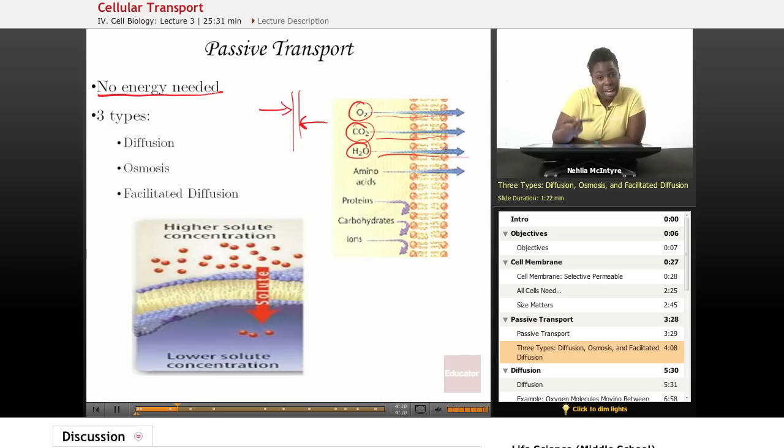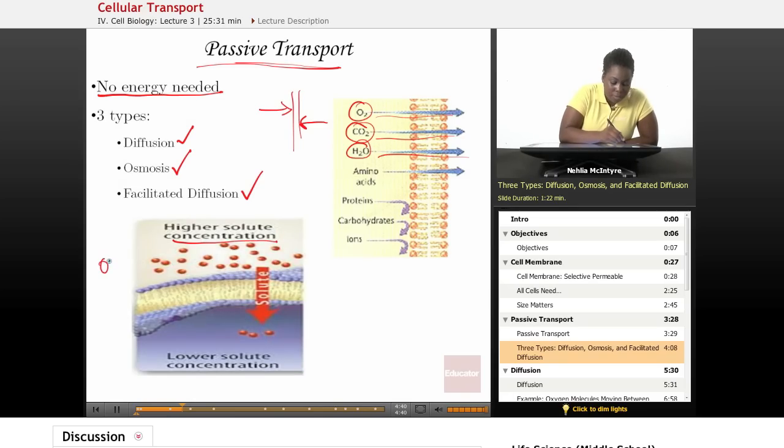There's 3 different types of passive transport. The first one is called diffusion. The second one is called osmosis. And then the last one is called facilitated diffusion. Now, they all have their differences, but the main similarity is that they all provide a way for molecules to come into the cell as long as the concentration of those molecules is higher on the outside of the cell than the concentration of those molecules on the inside of the cell.